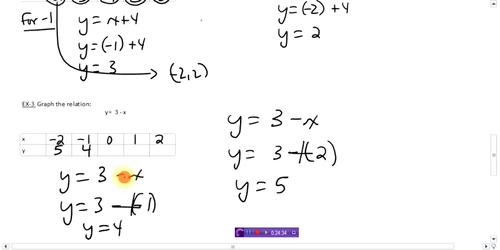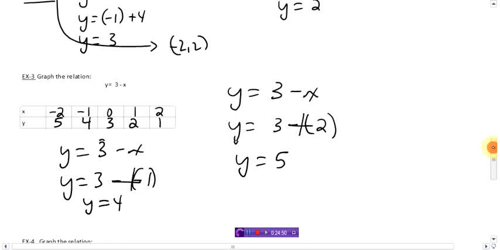0. If you put a 0 here, you get 3 minus 0, which is 3. See the pattern? We're going down by 1. 5, 4, 3, 2, 1. Plot those points. You do that yourself. I think you know how to do that. Okay.